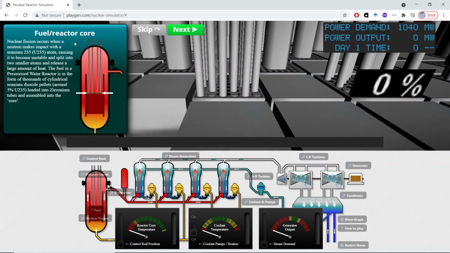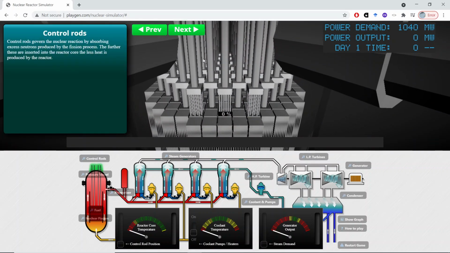The fuel in a pressurized water reactor is in the form of thousands of cylindrical uranium dioxide pellets, around 5% of uranium-235, which is the enrichment, loaded into zirconium tubes and assembled into the core. Here we have an image of the core, in which we have two deflectors on the two sides of the core where we have the fuel elements, and the water is inserted from the bottom and goes upwards and comes out from the core from this outlet. And all this is in liquid state because this is a pressure vessel, a pressurized water reactor, so there is no boiling here.